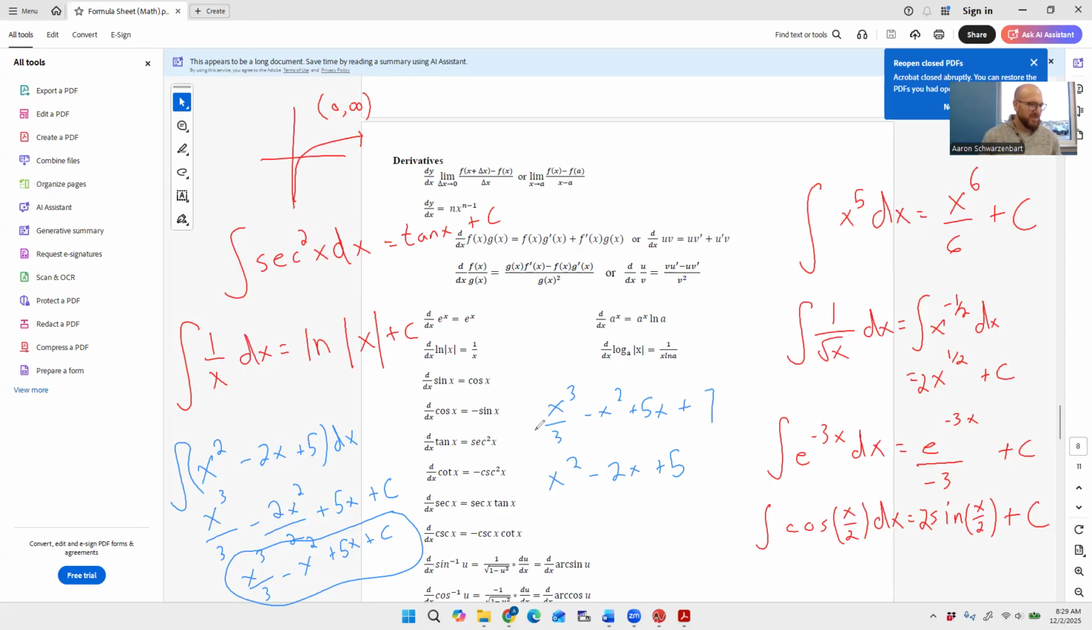So that is taking integrals by hand. Actually, not that hard, is it?